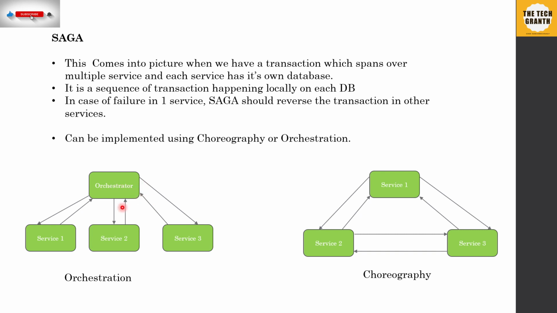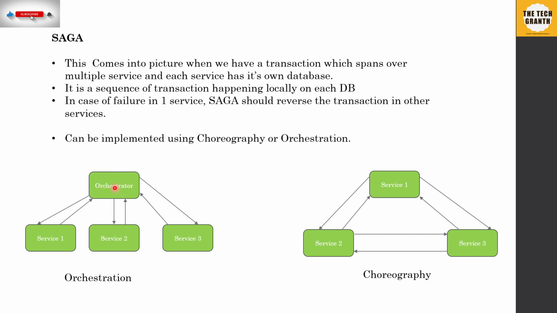So in case of orchestration, suppose there is a transaction that will update something in service 1, then on service 2, and then on service 3. The orchestrator will say, okay, go ahead, update it in service 1.